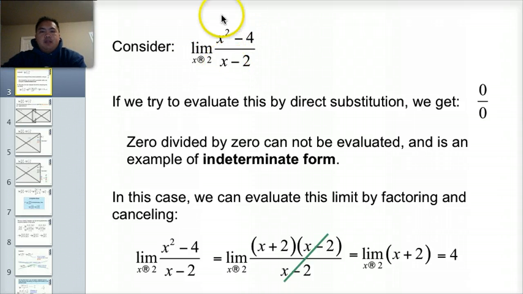This is what we did. We plugged in 2, and you got 0 over 0. And you're like, hey, what do I do? Remember, 0 over 0 is indeterminate. It doesn't mean 0. It doesn't mean infinity. It means it's not determined.